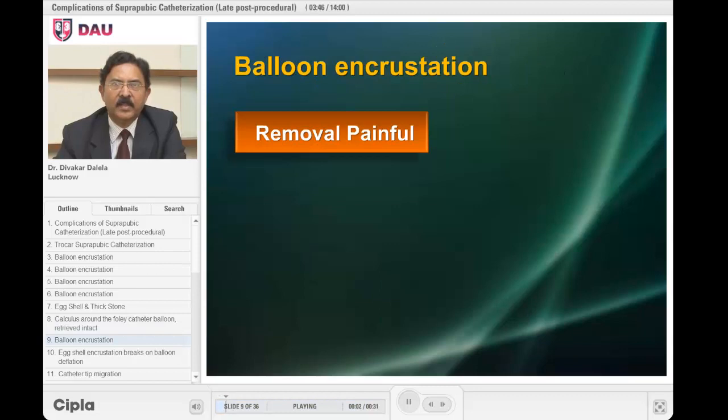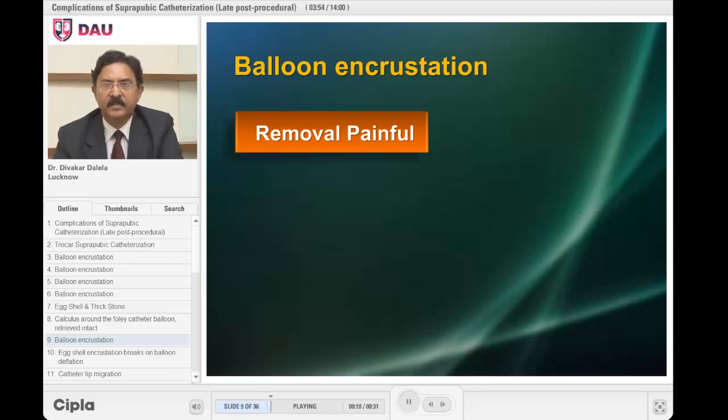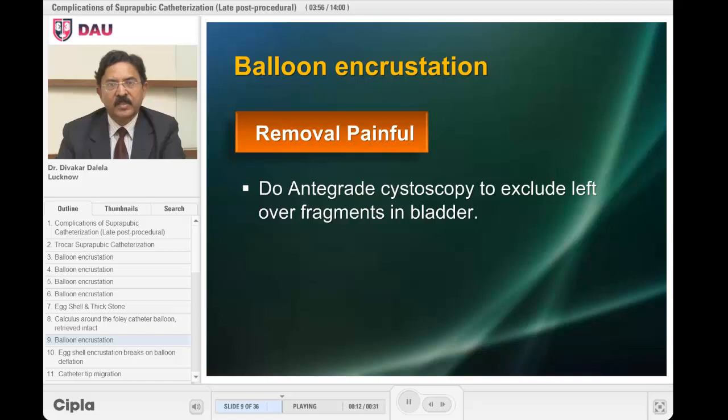In the other situation, you could remove this catheter with the balloon, but it is terribly painful. And if that is the case, you must do a suprapubic antegrade cystoscopy to find out that you have not left behind fragments of incrustation in the bladder lumen. Because if you leave them behind, they will turn into bladder stones subsequently. So you must do cystoscopy and must wash.